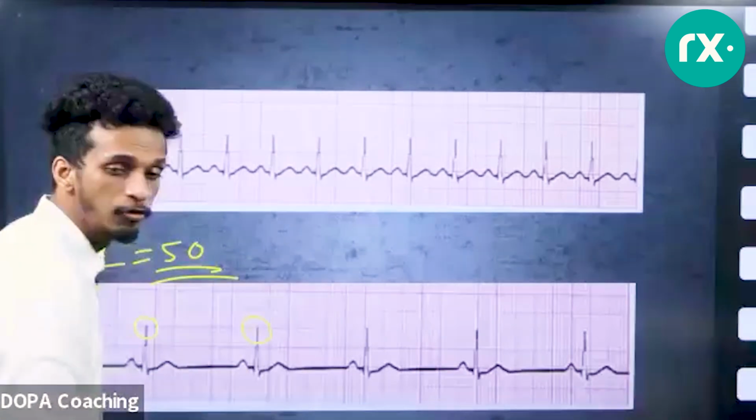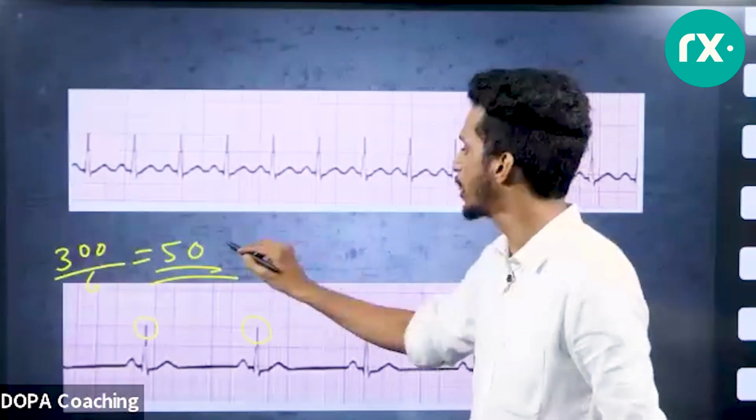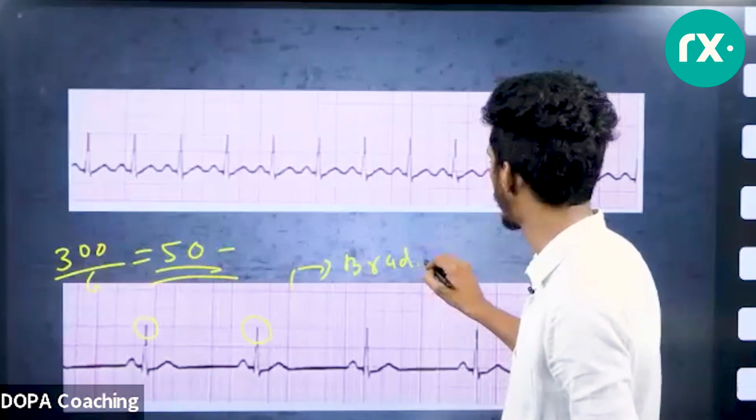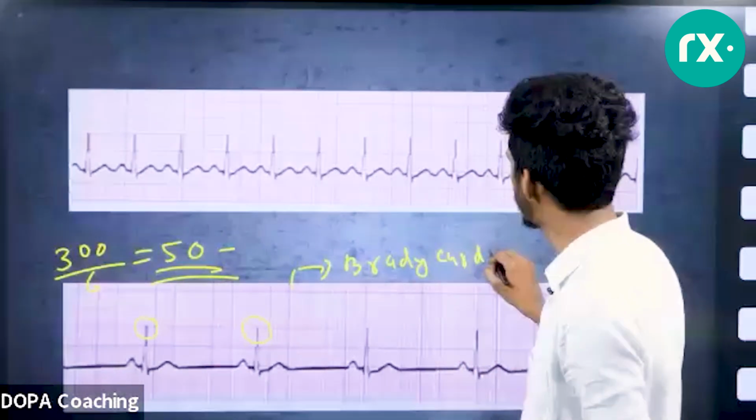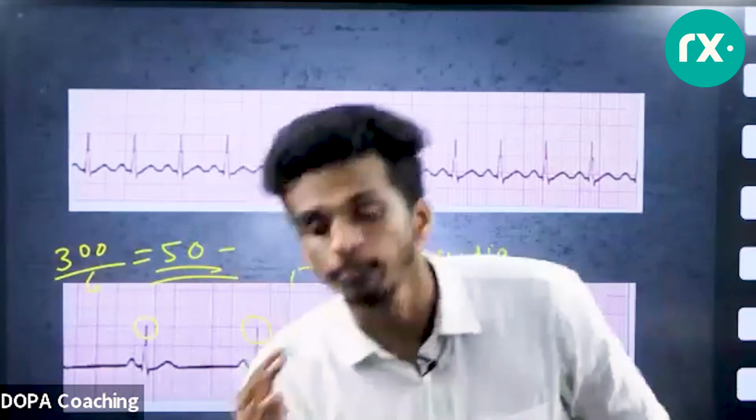And since it is 50, we know that 50 is less than 60. And since it is less than 60, we can call this ECG an ECG with bradycardia, because our heart rate here is less than 60. Okay, I hope it's clear.